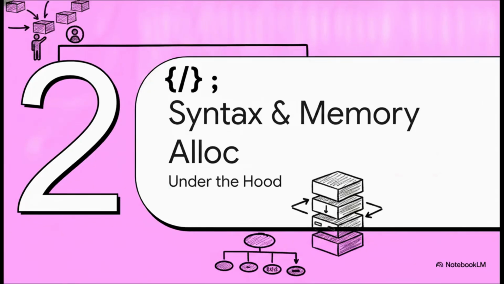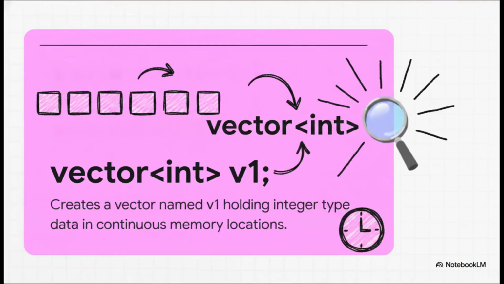Okay, moving right along to Section 2, syntax and memory allocation. Let's look under the hood. The syntax for setting this up is beautifully simple. You just type the keyword vector, throw your data type into some angle brackets, so int for integers here, and then give your vector a name, like v1. That one single line of code creates a vector that strictly holds integer data.